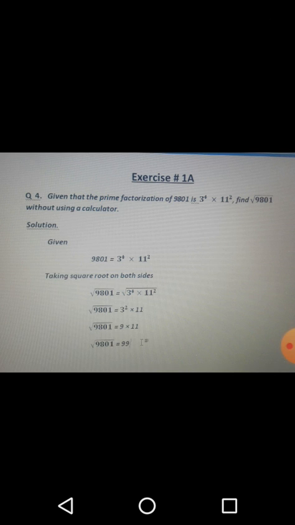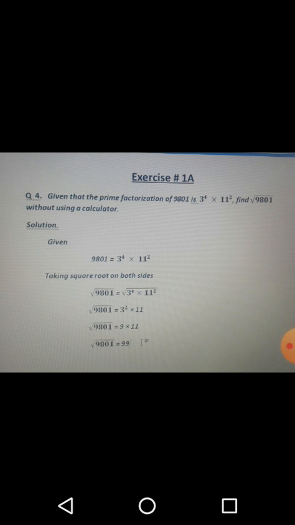Let's start. Solution. First we write the given things, which are 9801, which equals 3 raised to power 4 into 11 raised to power 2, which is given. First, we are taking the square root on both sides. The square root of 9801 equals the square root of 3 raised to power 4 into 11 raised to power 2.